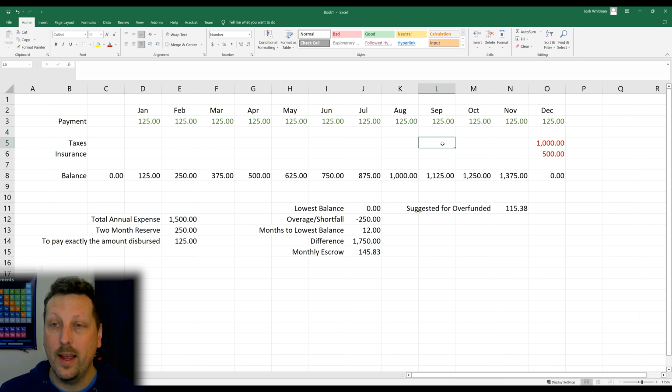You don't need 10 grand when my property taxes are only $1,000 a year. RESPA kicks in and says, hey, lenders, you can't sit on the borrower's money unreasonably. You're allowed, they set a limit of a 2-month reserve.